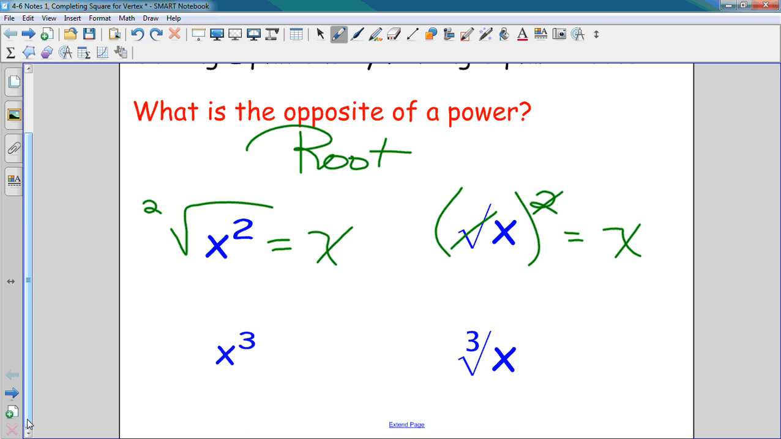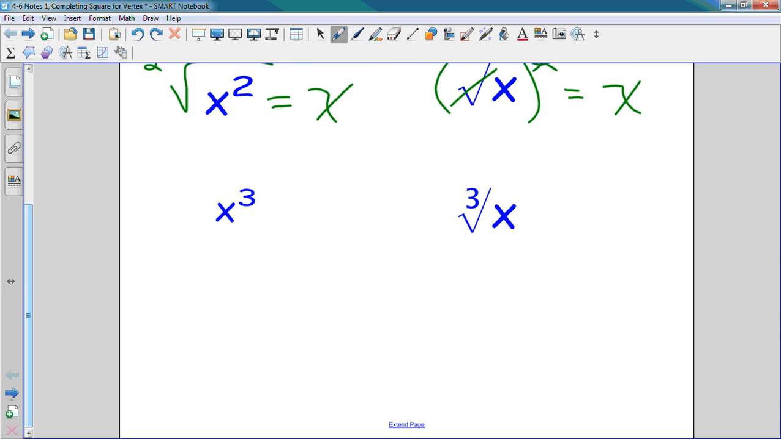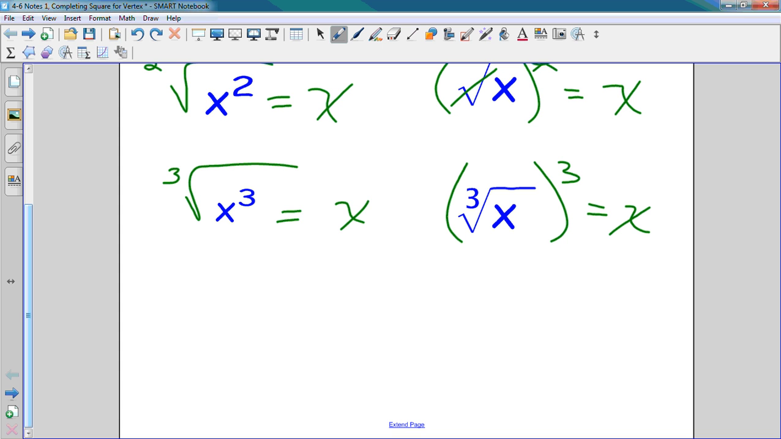If you have cubed, obviously a square root is not the opposite of a cube. What do you think it's called? Cube root. And there's a little 3 right here, so you know it's a cube root and not a square root. Opposite of cube root, what do you think it is? Cube. This is just going to give me x. They're opposites. So in order to get rid of a squared, you have to square root it. In order to get rid of a cube, you have to cube root it. In order to get rid of a cube root, you have to cube it. How do you get rid of them? You just do the opposite.